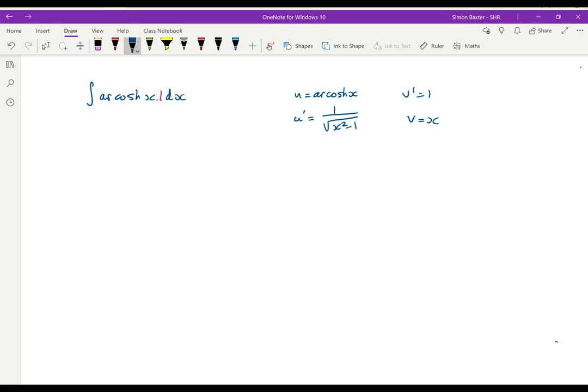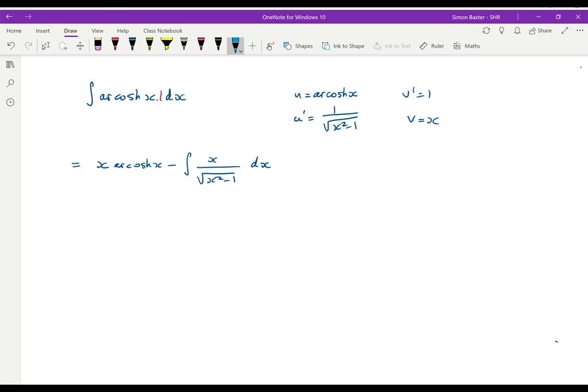And you can see when we do this, when we get to the v du by dx term, all the awkward bit, the arcosh part of it, has disappeared. So this is equal to uv, which is x arcosh x, minus the integral of v du by dx, which is x over root x squared minus 1 dx.